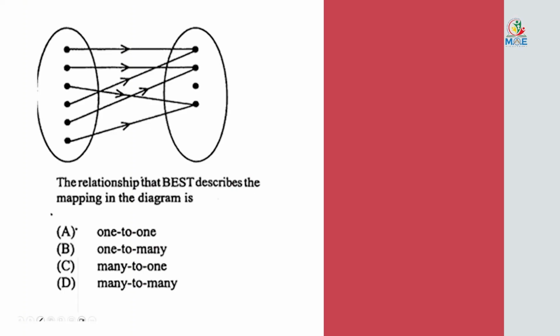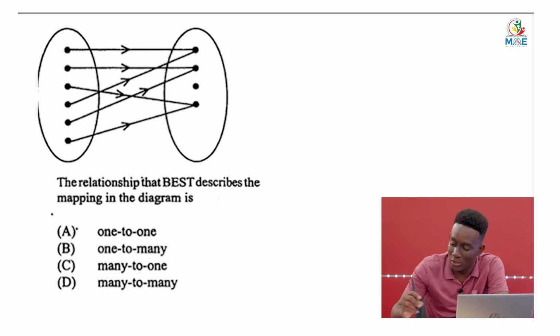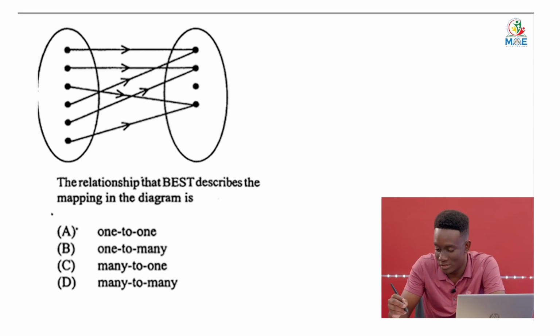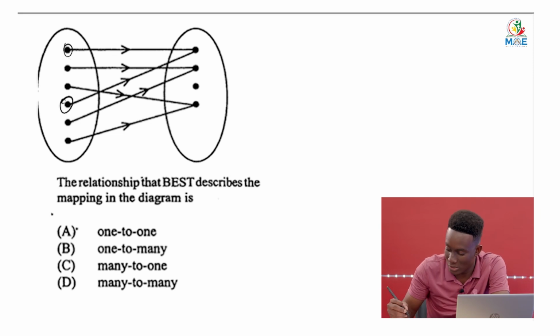So this question says we have a diagram going on. It says the relationship that best describes the mapping in the diagram is. So let's go. Is it 1-to-1? Do we have one element in the domain going to one element in the codomain? So we see these two, they are mapped here. So it's not a 1-to-1.